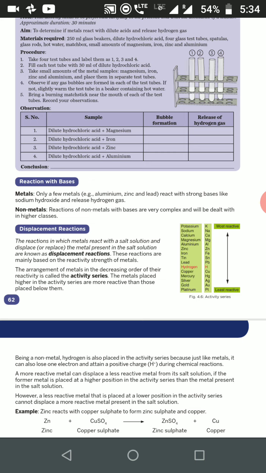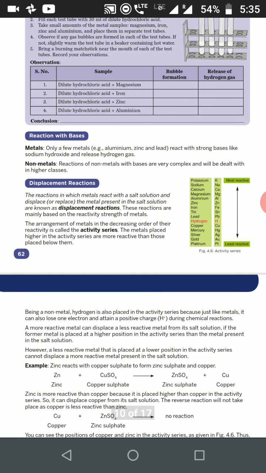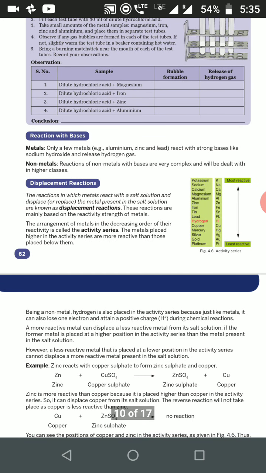Next, displacement reaction. Definition: the reaction in which the metals react with the salt solution and displace or replace the metal present in the salt. In the previous page we have done reaction of acids with the metals, that is a displacement reaction. The reaction in which a more reactive metal displaces the less reactive metal from its salt solution is called displacement reaction.